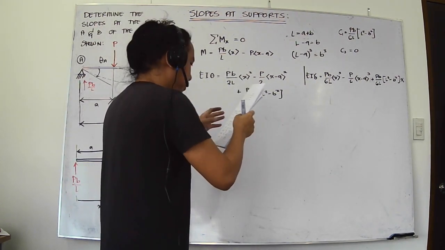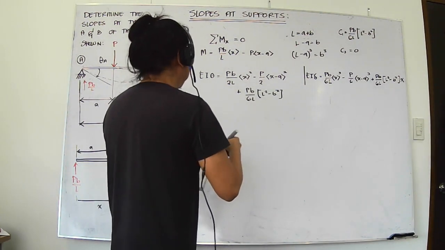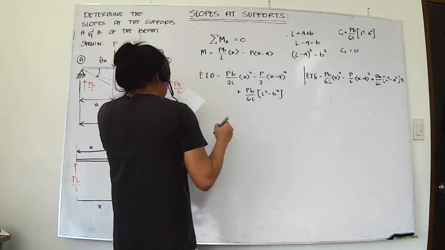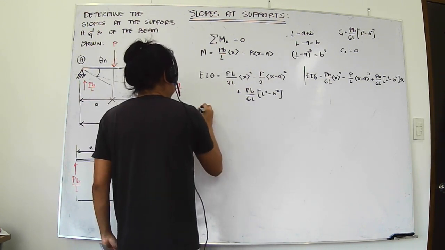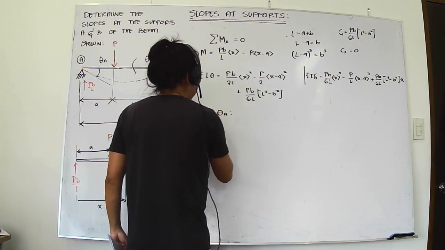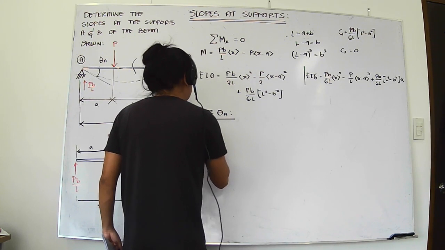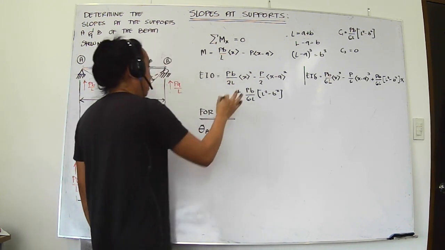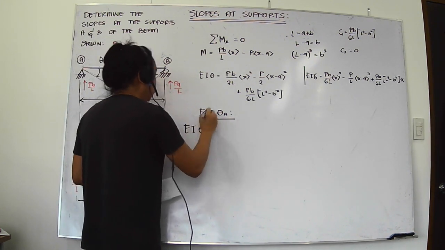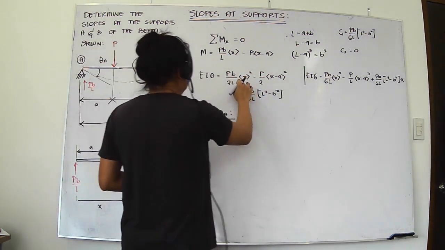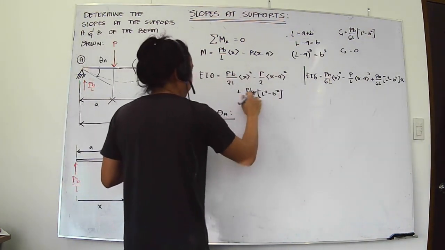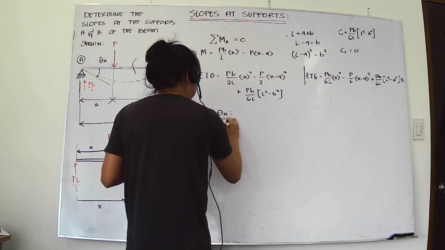Now, we need to solve for the slope at the support. I think we need this equation for theta A. Theta A is just equal to, the constant term is 0.